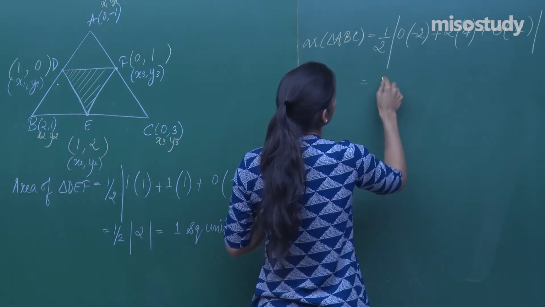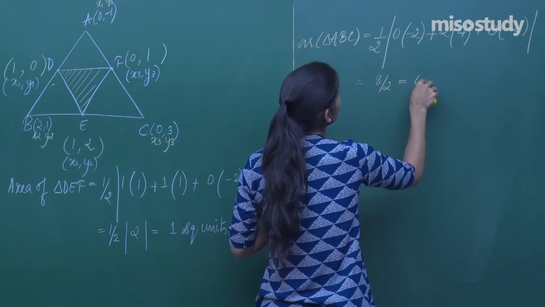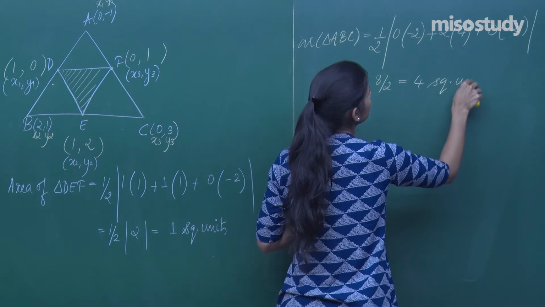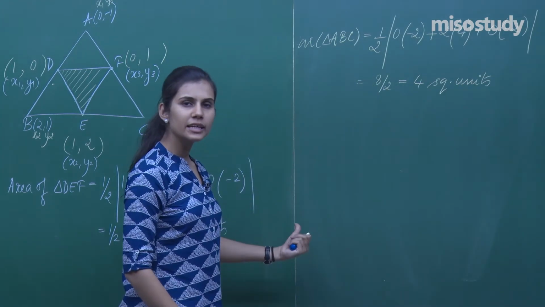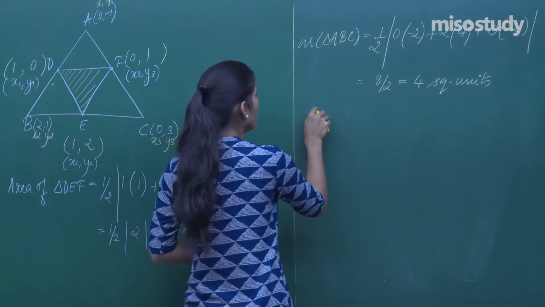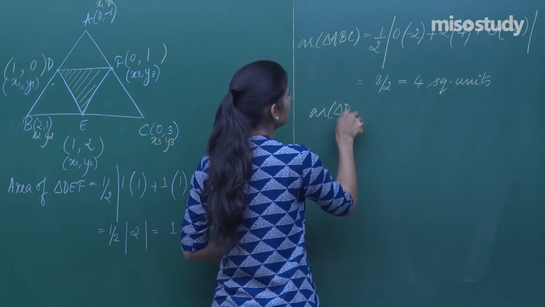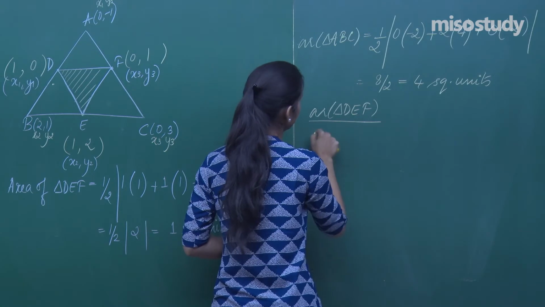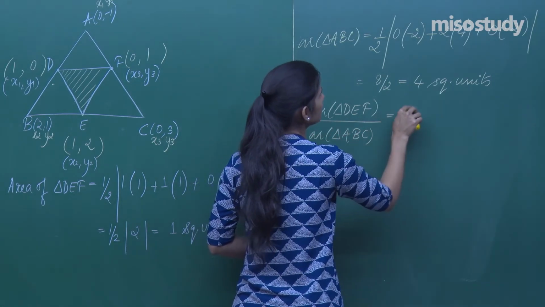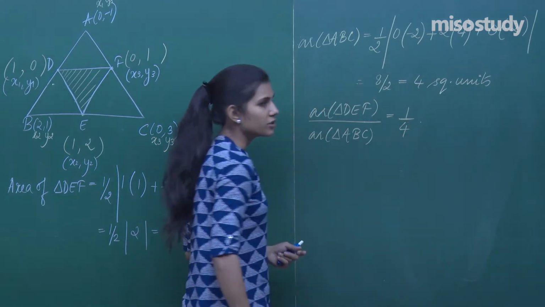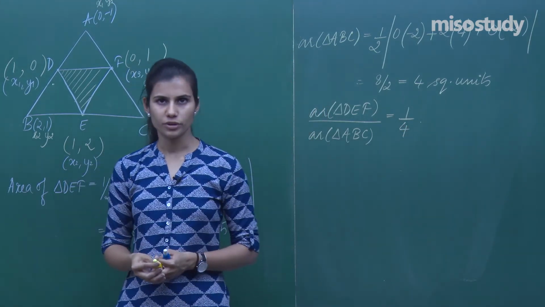So this just gives you 8 upon 2, that is 4 square units. So the ratio of the area of the small triangle to the area of the bigger triangle, that means area of triangle DEF upon area of triangle ABC, is 1 upon 4. So the ratio is 1:4.